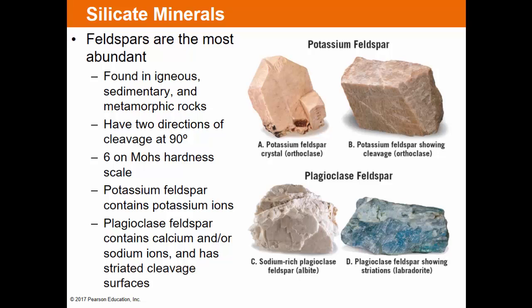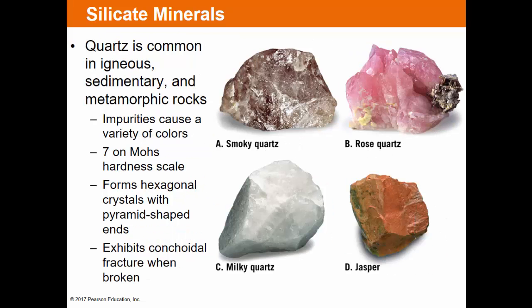A couple of details about them: 2 degrees of cleavage at 90 degrees, so a 90-degree cut, 6 on the Mohs scale. Your potassium feldspar does contain some potassium, so we have different types of feldspars containing different elements that give them different colors and different chemical composition.